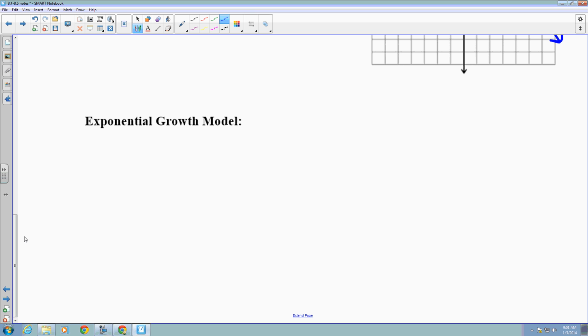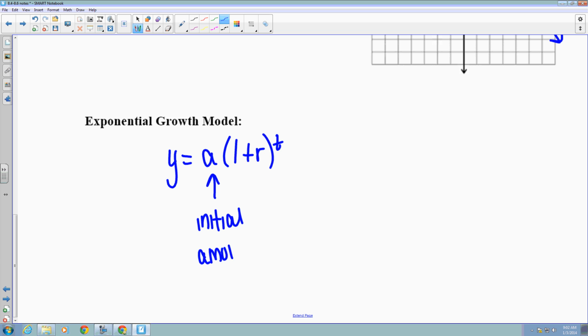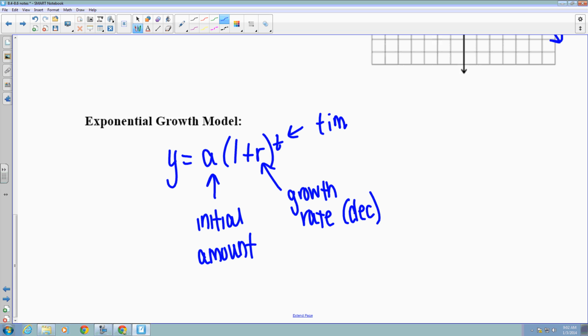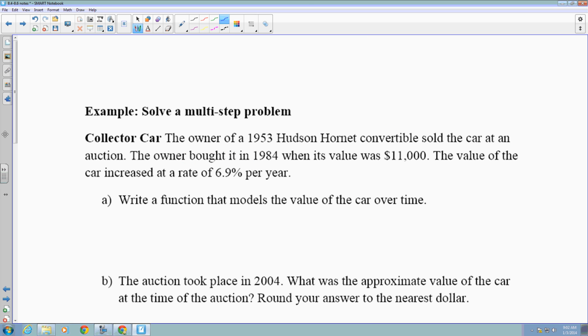Okay, now we have an exponential growth model. Our model is y equals a times 1 plus r to the t. Now a is the initial amount. This will be for word problems. R is our growth rate, and that has to be a decimal. And t is the time period for our problem. So we're going to use that model in all of these problems on the following page.